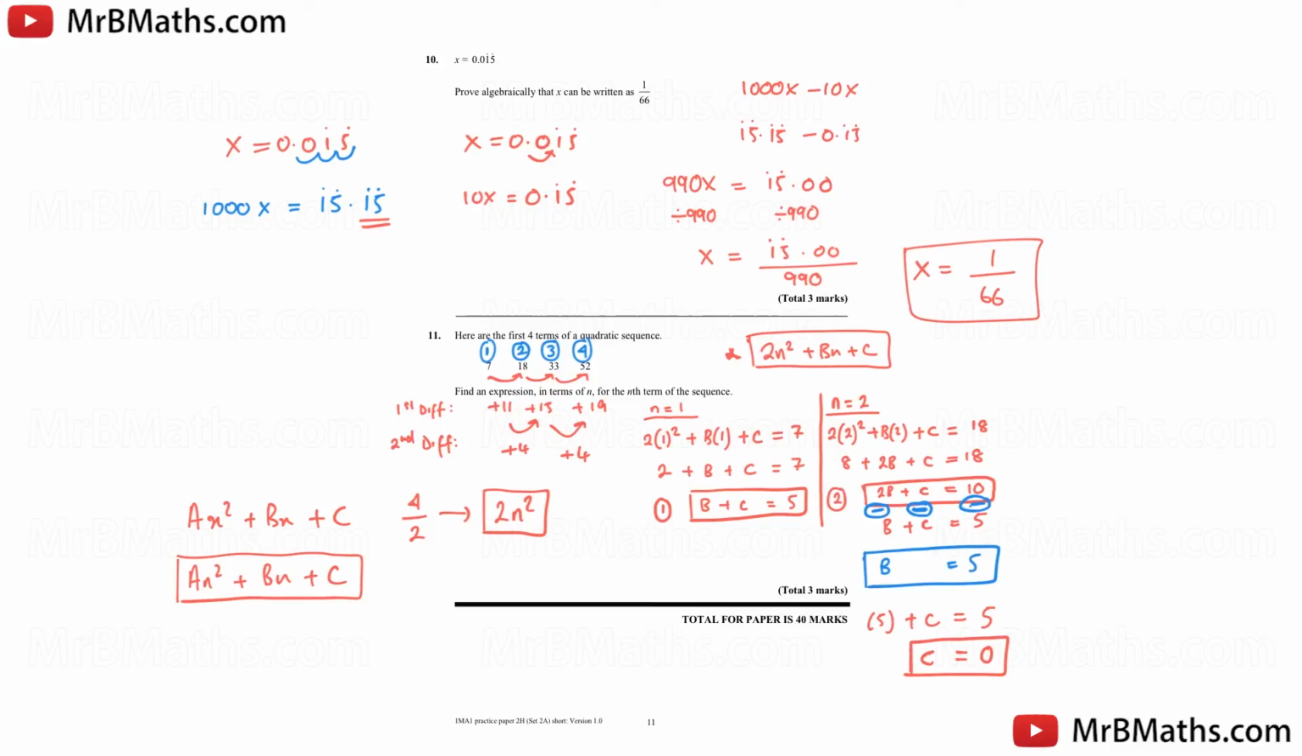So that means our final equation will be 2n squared plus the value of b, which is 5n, and there is no plus c, so we don't need to write this. So our final answer is going to be 2n squared plus 5n.